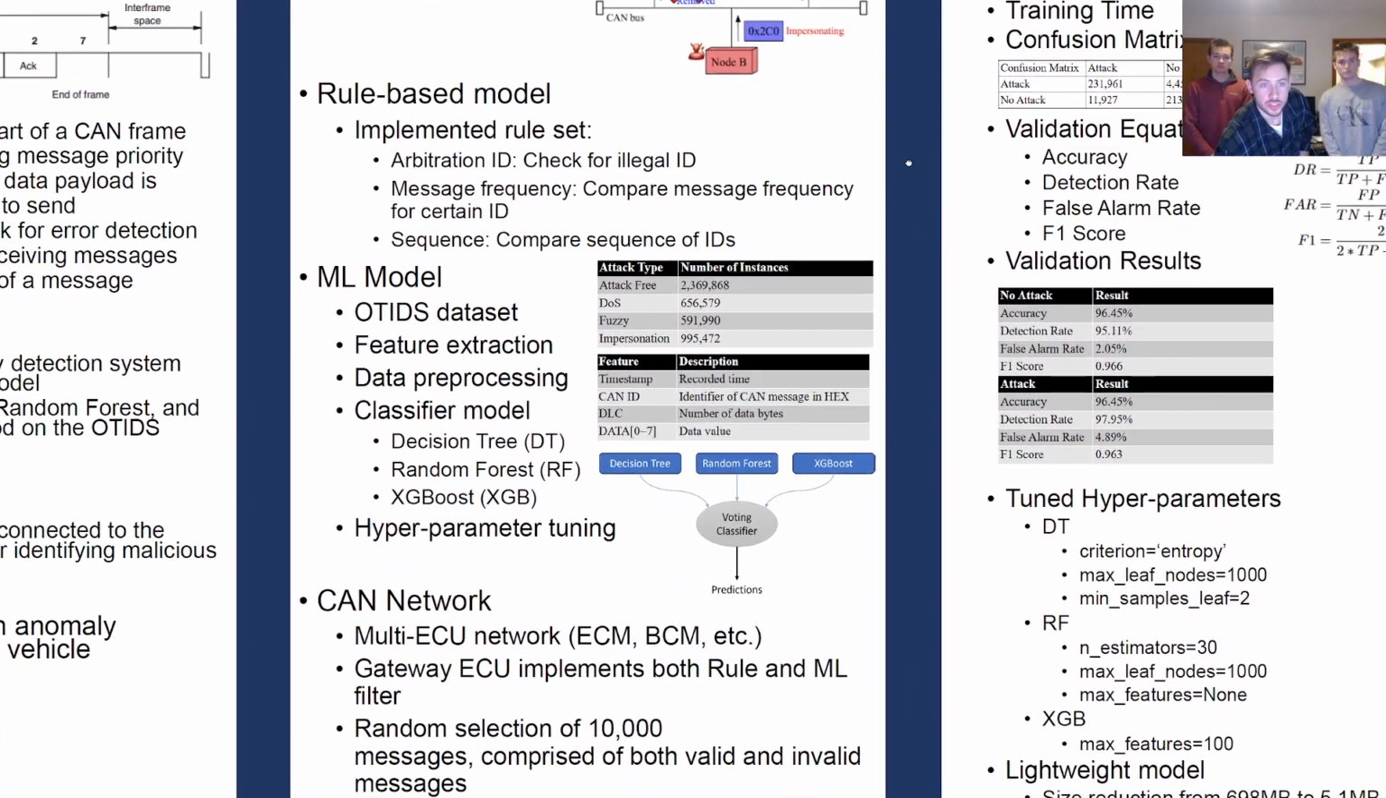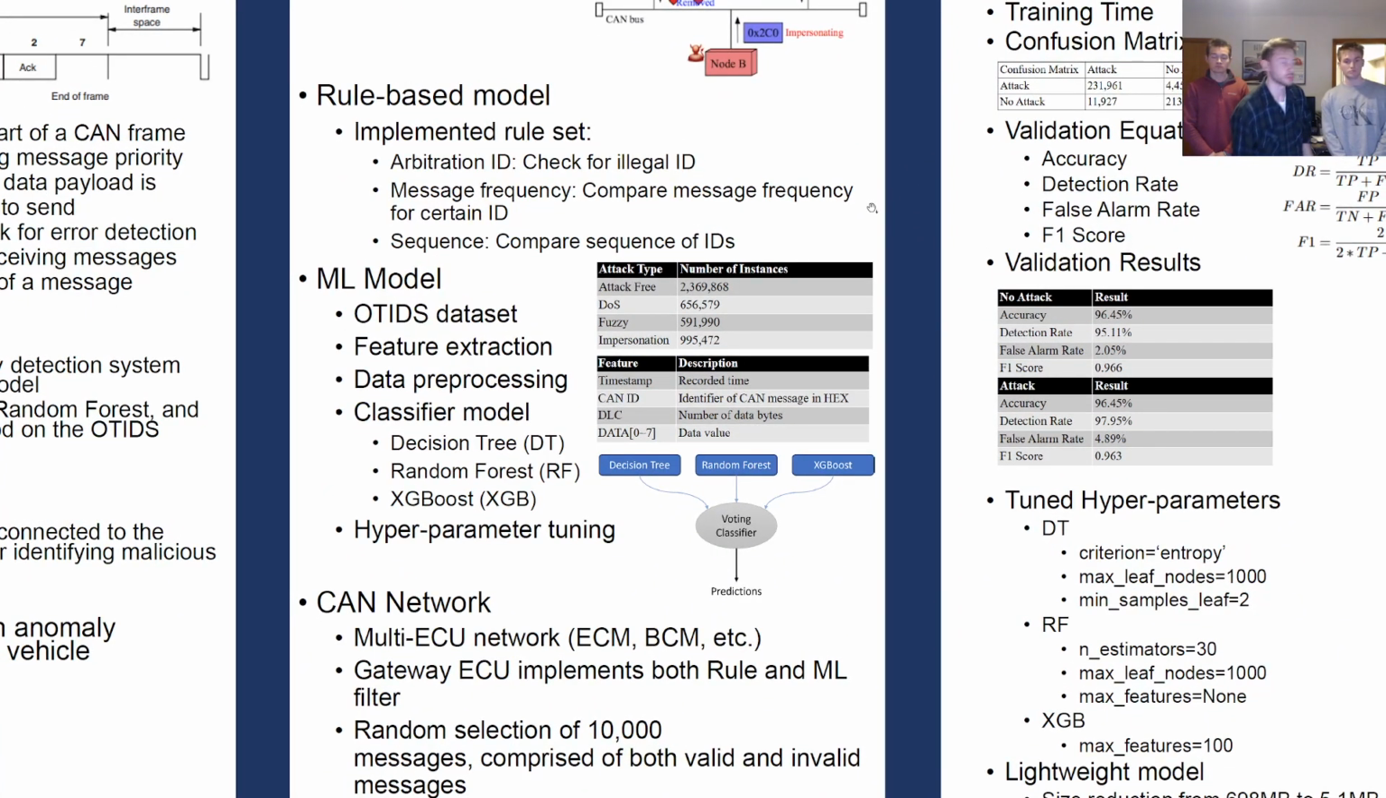And then moving on to the rule-based model. In order to detect and potentially combat these 3 types of attacks, we implemented 2 filters, the first being the rule-based model. This is essentially a static rule set that is very dependent on the context of the CAN network, so essentially what ECUs are going to be present on it. But in general, we have 3 types of analysis we can do on the messages in a static method that can give us a good idea of whether or not a message is going to be a valid message or an invalid one.